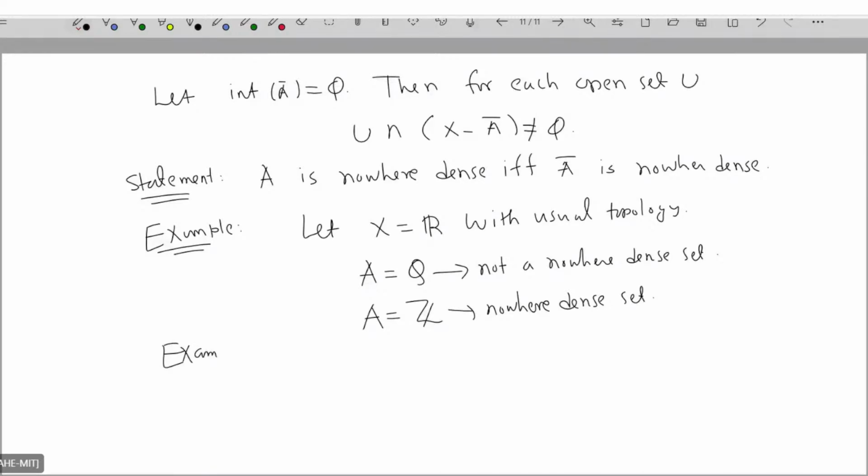Let's take R with the finite complement topology. I hope you remember what the finite complement topology is. A member is in tau if its complement is a finite set. So R_x is R with the finite complement topology. Let's say A equals Q.